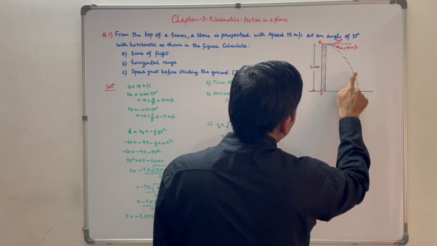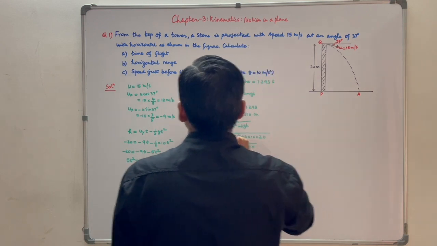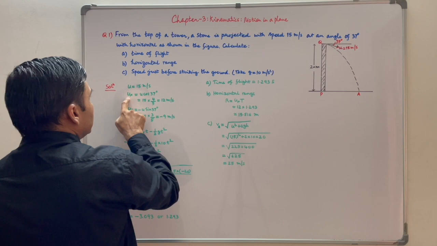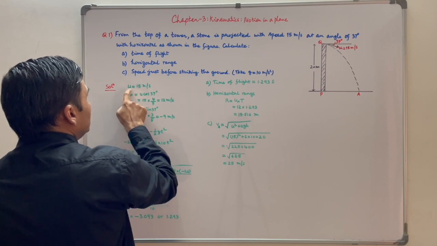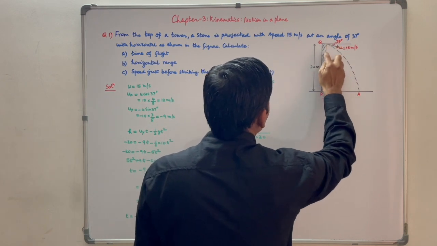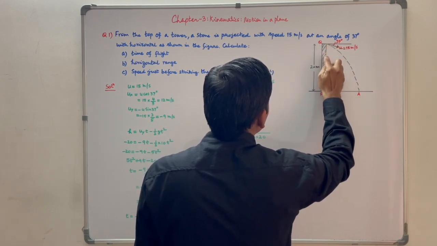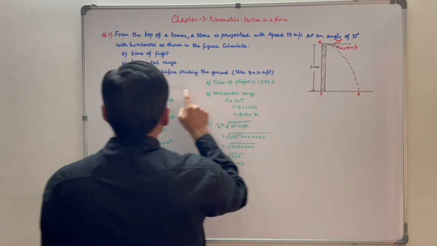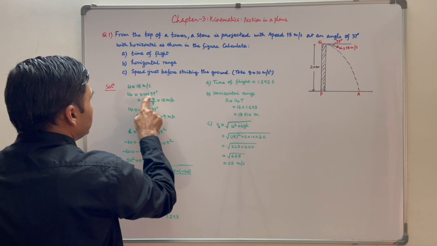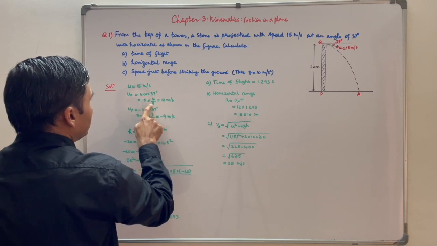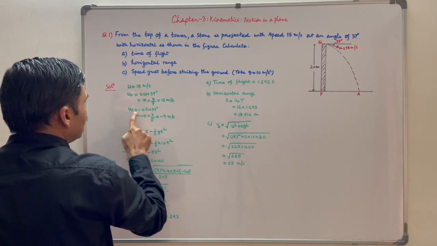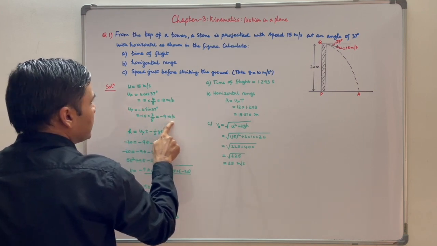The stone strikes the ground at point A. U is given as 15 meter per second. Ux, that is the horizontal component of U, will be U cos 37, and the vertical component will be minus U sin 37 degree. So Ux is equal to 15 into the value of cos 37 degree, which is 4 by 5.